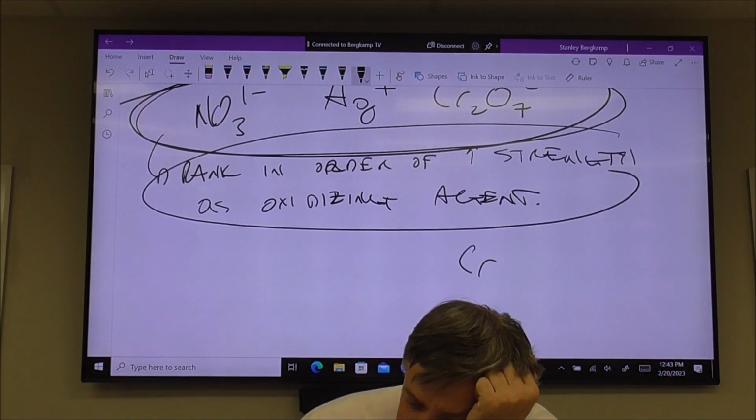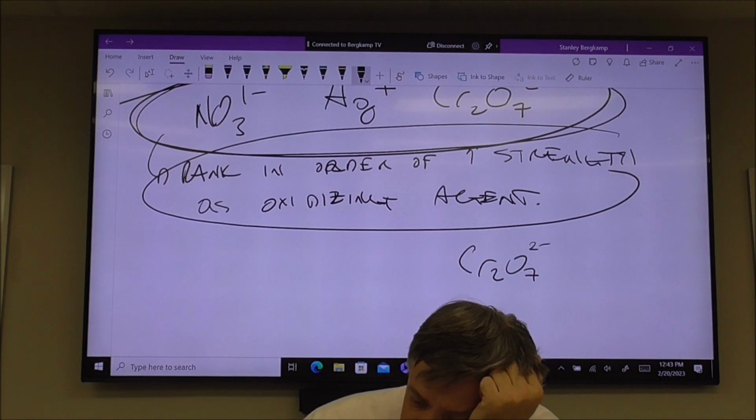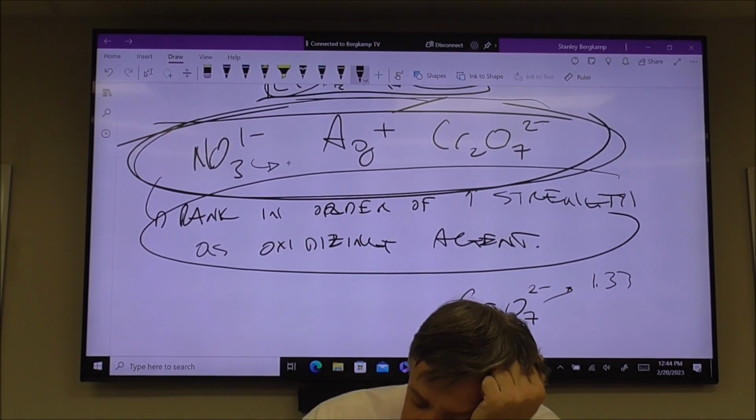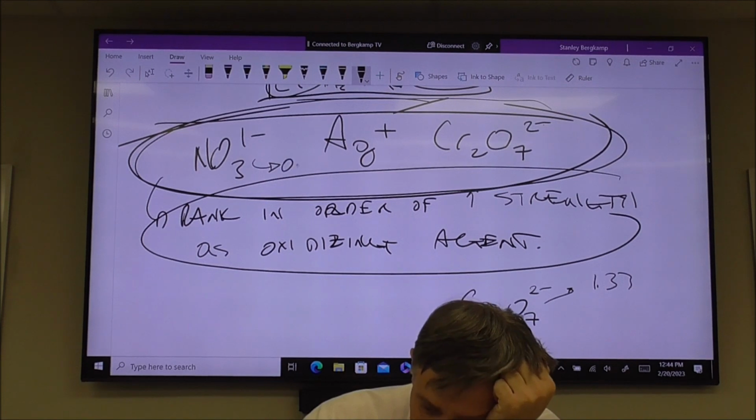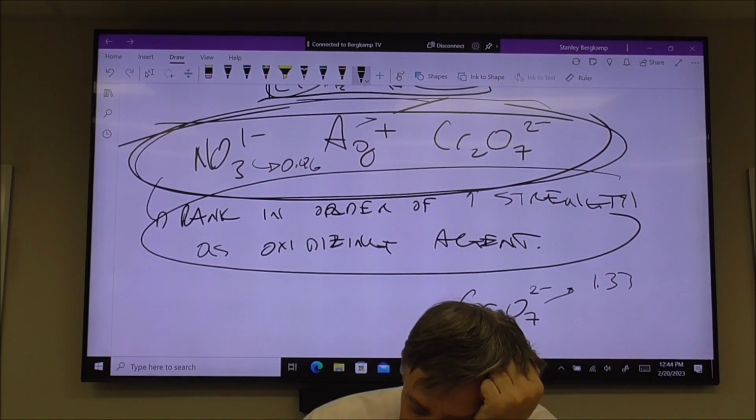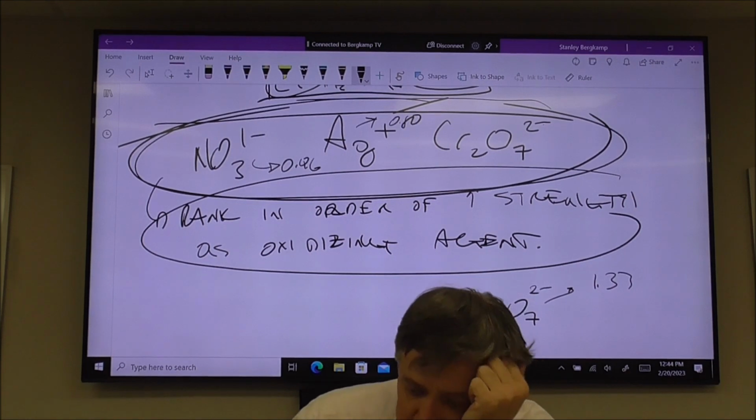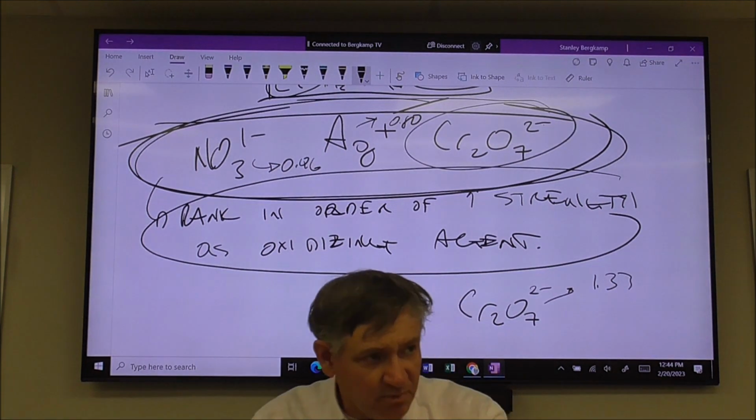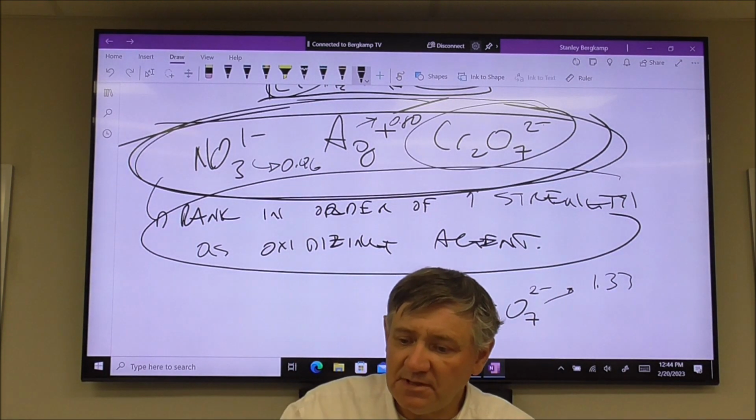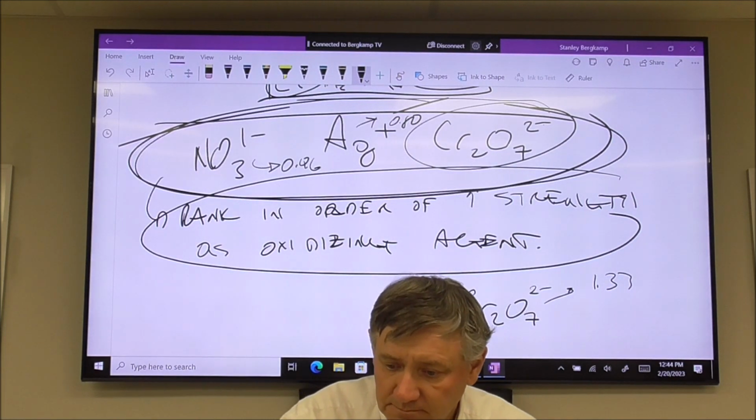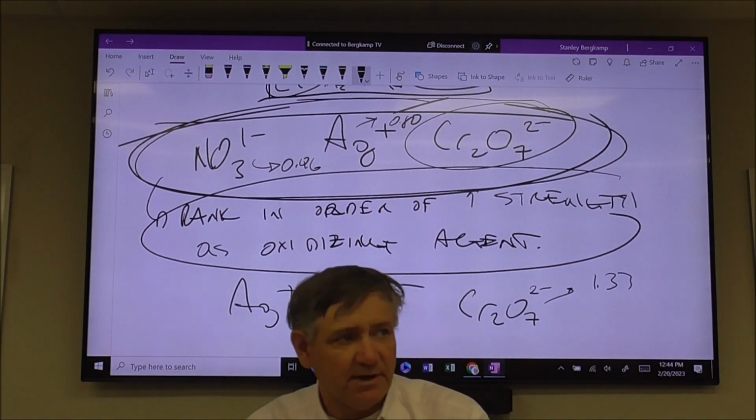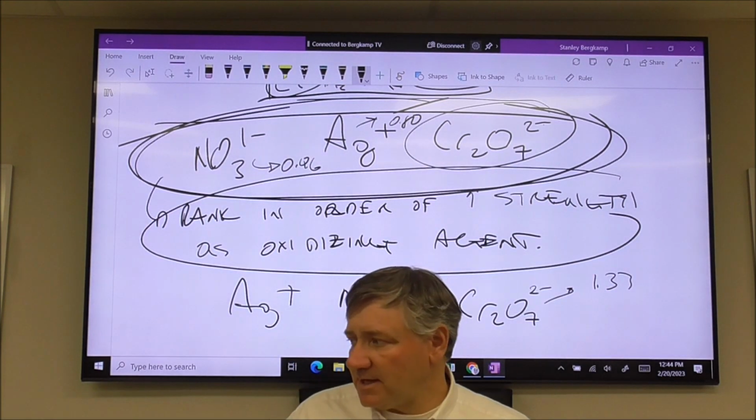The Cr2O7, because what's that reduction potential? 1.33. Now, what's the reduction potential for nitrate? 0.96. And for silver, it is 0.8. So if my dichromate is going to be most willing to take in electrons, which one's going to be the least willing to? Silver. So you go silver, nitrate, dichromate. Got it? Good? Okay, stop that camera.